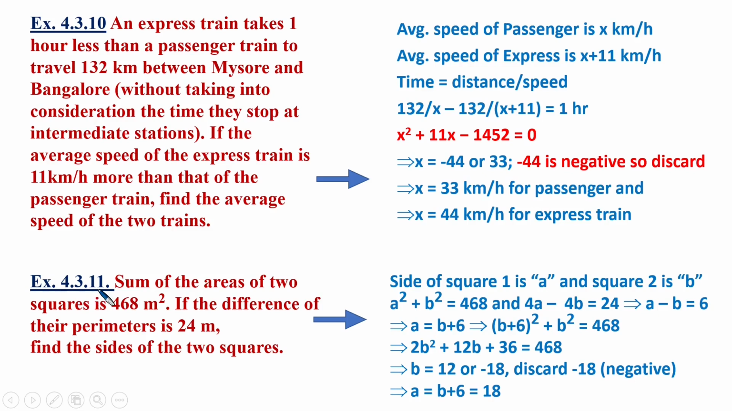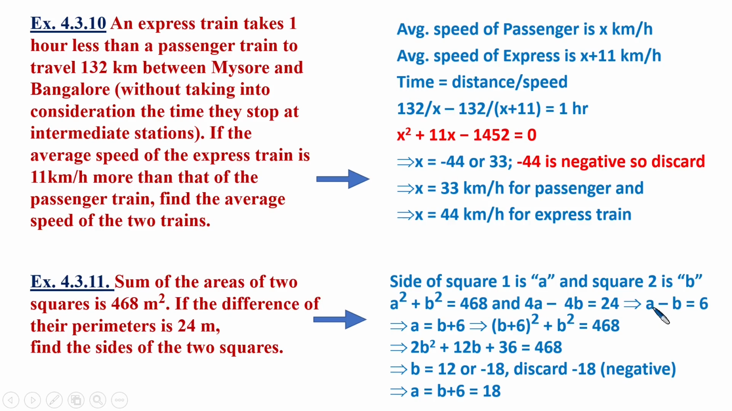Now exercise 4.3.11. The sum of the areas of two squares is 468 meters square. If the difference of their perimeters is 24 meters, find the sides of the two squares. So I can write the side of square 1 as A and of square 2 as B. I know that A square plus B square is 468, and the perimeter of square A is 4A and of square B is 4B. It is given that the difference of the perimeters is 24, so A minus B is 6. Now I have this equation and this equation.